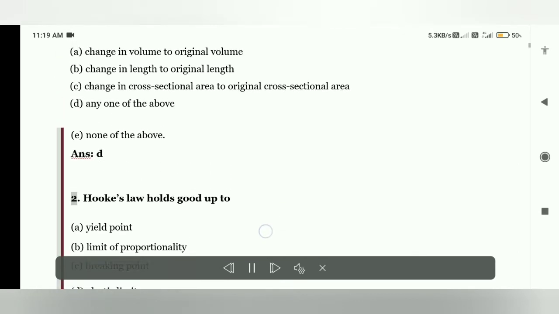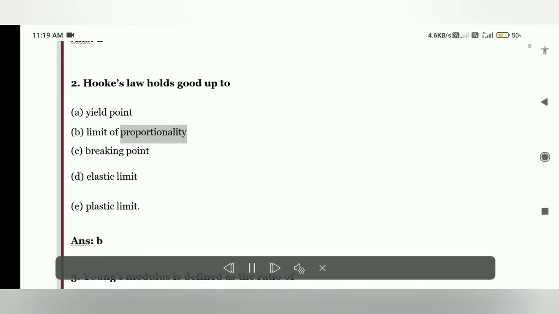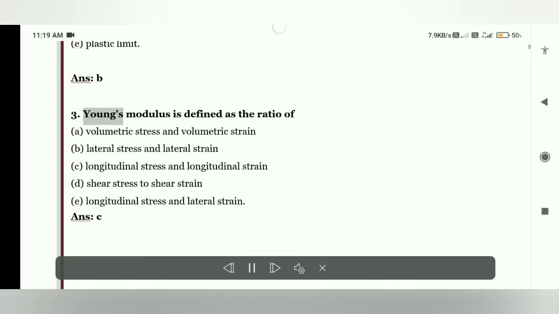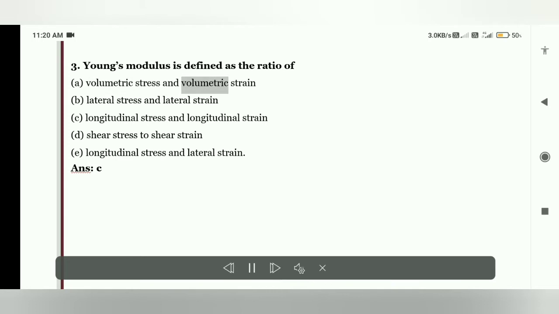2. Hooke's law holds good up to yield point, limit of proportionality, breaking point, elastic limit, plastic limit. Answer B. 3. Young's modulus is defined as the ratio of volumetric stress and volumetric strain, lateral stress and lateral strain, longitudinal stress and longitudinal strain, shear stress to shear strain, longitudinal stress and lateral strain. Answer C.